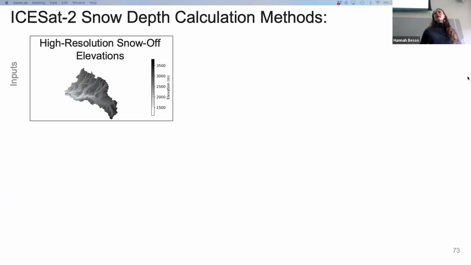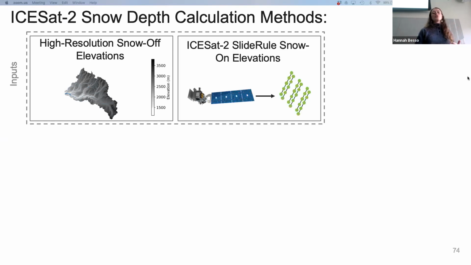So because of the lack of repeat coverage from ICESat-2, we need to pull in an outside data source. And this will be a snow off elevation data set, again from airborne LiDAR, that will give us the baseline for our measurements. We will also use our ICESat-2 SlideRule elevations that were collected during the snow on time of the season.